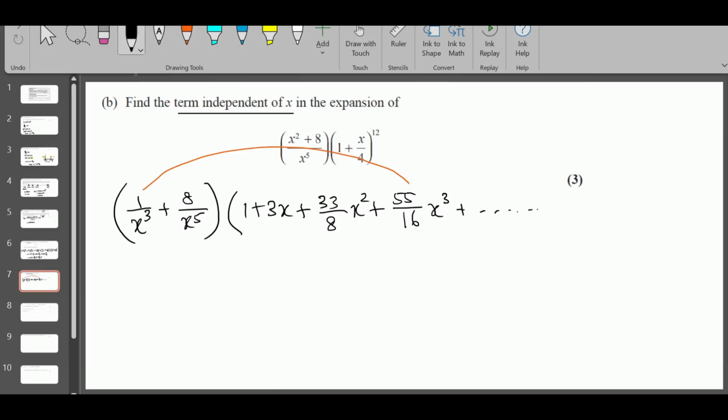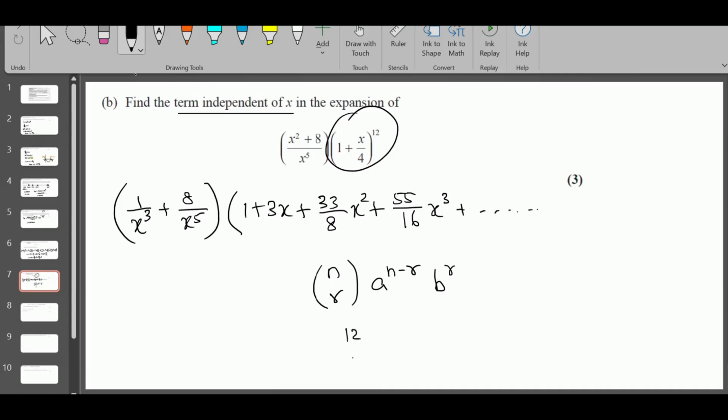So what's the easiest way to do it? Use the general term formula, nCr A power n minus r B power r. That's the general term of a binomial expansion. So here A is 1, n is 12, so 12Cr, 1 power anything is 1, leave it, x over 4 power r. But we are talking about x power 5, so definitely r should be 5. So you can just write the term here. You don't need to write the whole expansion, just find the particular term.